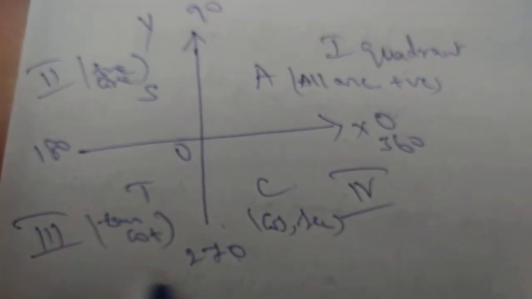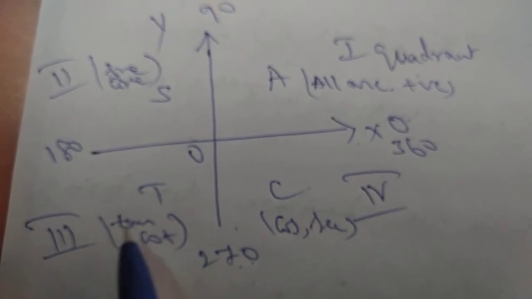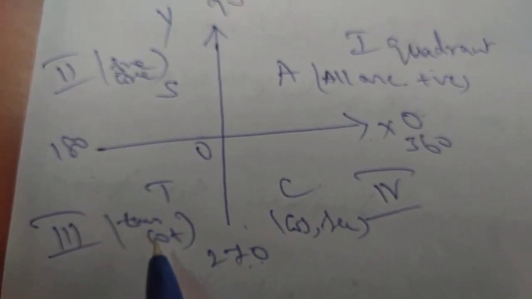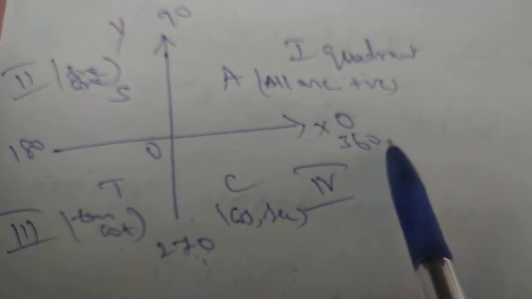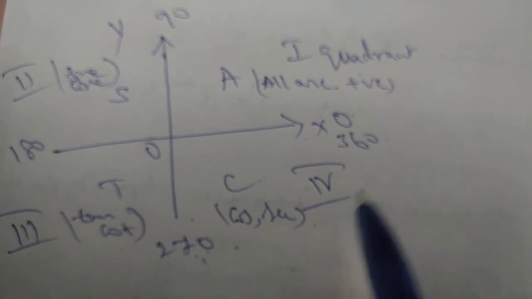So x-axis, y-axis, this is 0 degree, 90, 180 and 270 and 360. So 0 to 90 degree is the first quadrant, all are positive. 90 to 180, the second quadrant. So here in the second quadrant sine and cosine are positive, and 180 to 270 degree. So here the third quadrant, in the third quadrant tan and cot are positive, and 270 to 360 degree. So here cos and secant are positive.